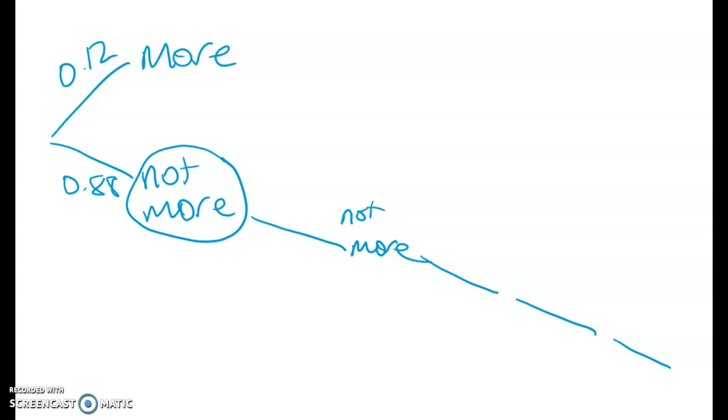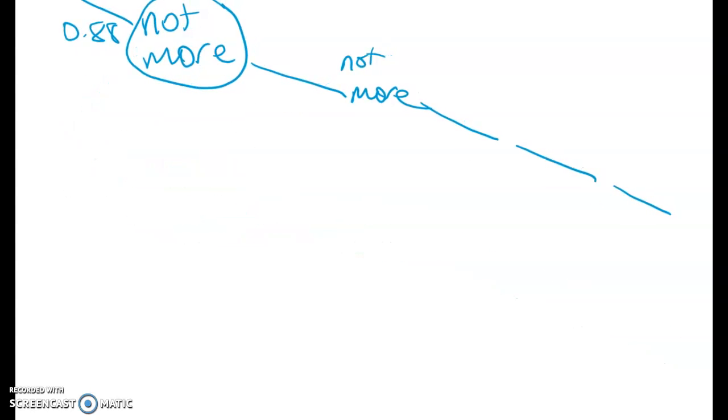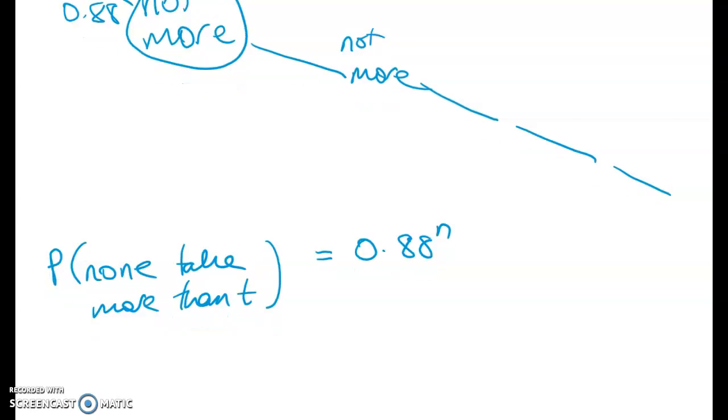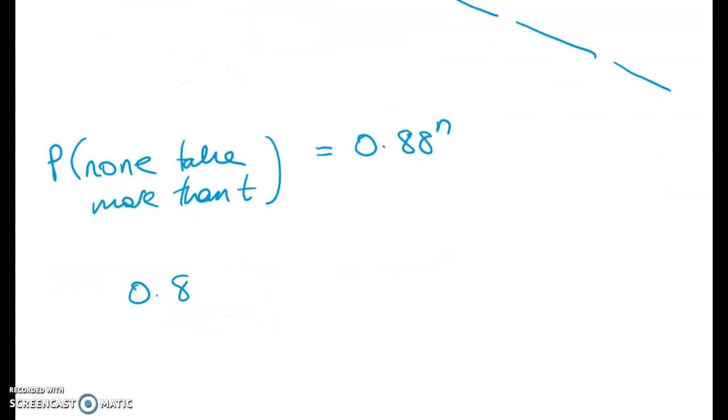So what we can say is this, that the probability that none take more than t is going to equal 0.88 to the power of n. And now we have to solve 0.88 to the power of n is below 0.003. We take logs of both sides.